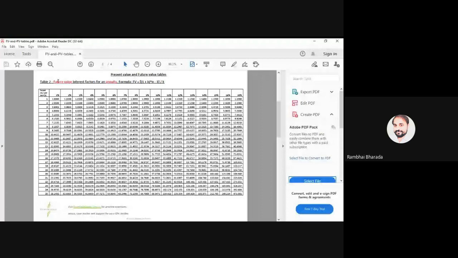Go to the table provided to you. In this question, which type of question are we dealing with? Future value of annuity. Okay, so go to the table. This is the first table, future value of single amount, not applicable here. Now table number 2, future value of annuity. It means this table is applicable.